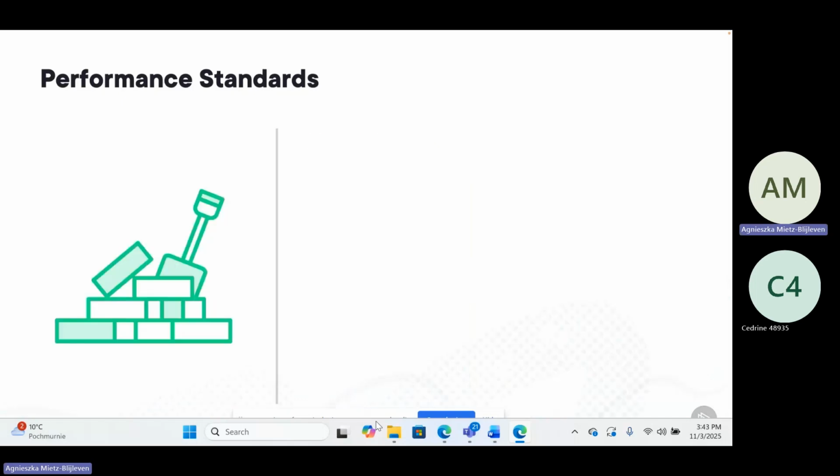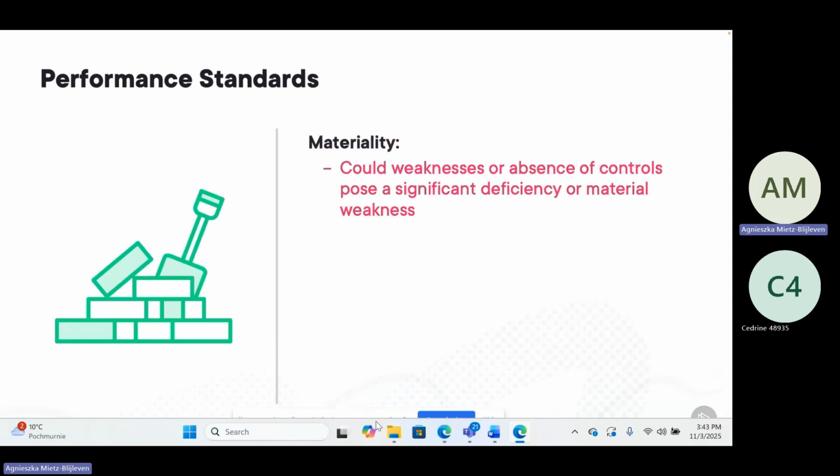We also have this term materiality. A material item is a weakness or absence of control that could pose a significant deficiency, or could be then a sign of a material weakness within a process.